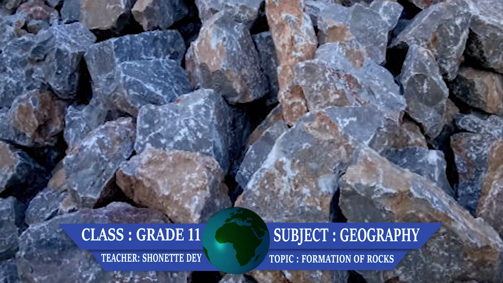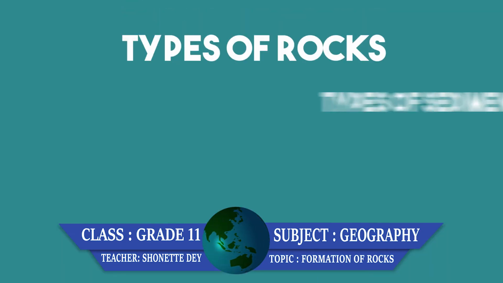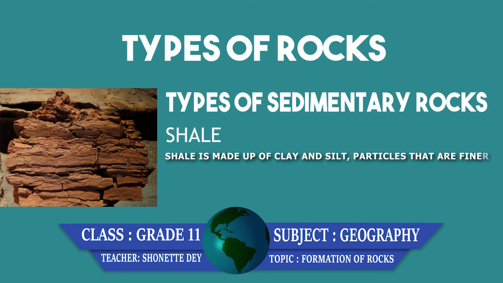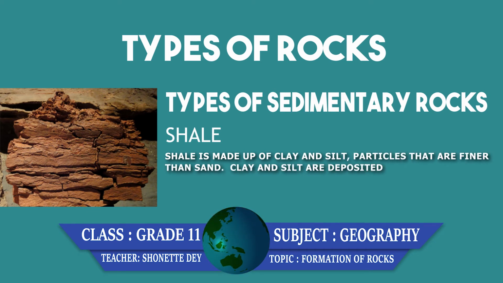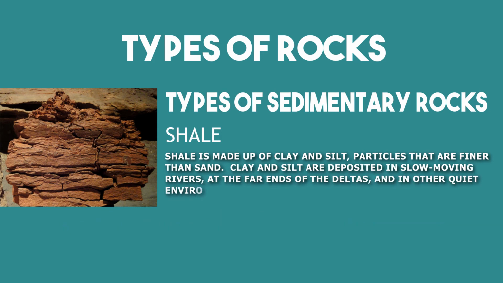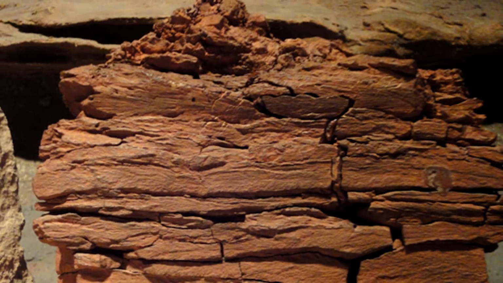Next we have shale. So shale is made up of clay and silt. So these are particles that are finer than sand. Now clay and silt are deposited in slow moving rivers at the far end of the deltas and in other quiet environments where slow moving water cannot keep the particles suspended. Let's have a look at shale. Cool, right? Ooh, it looks like Play-Doh.